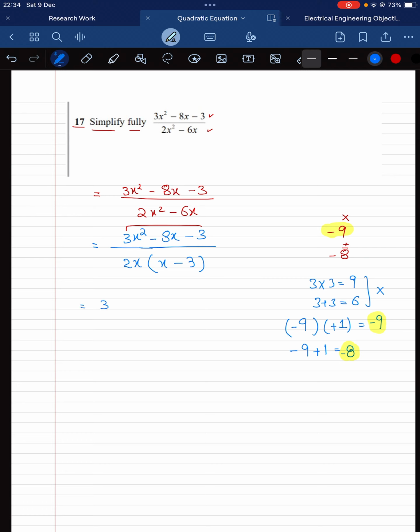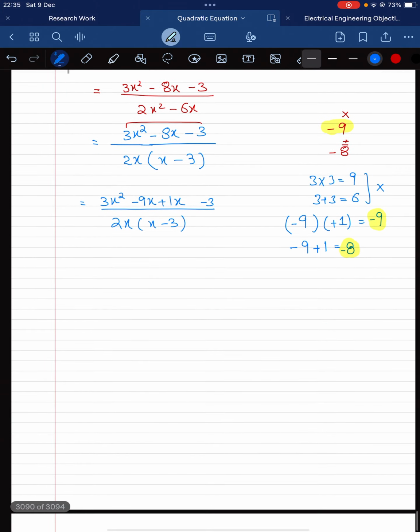We write the first term as it is, the last term as it is. The middle term now will become minus 9x, plus 1x. You need to write the variable with it: if it is in terms of x you write x, or if it is y you write y. All over 2x into (x minus 3).